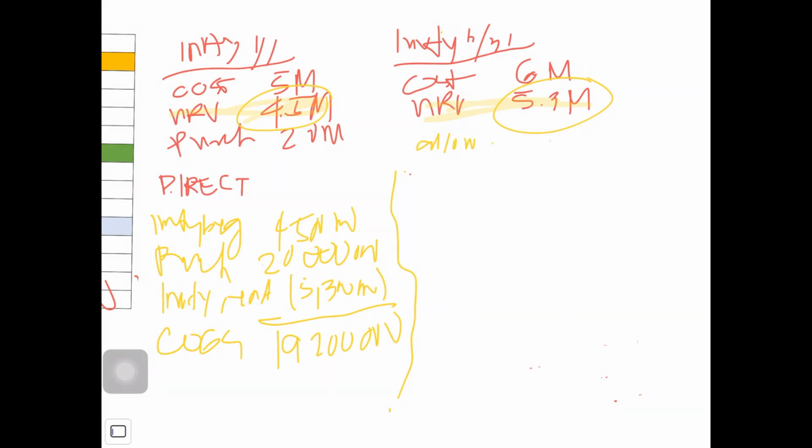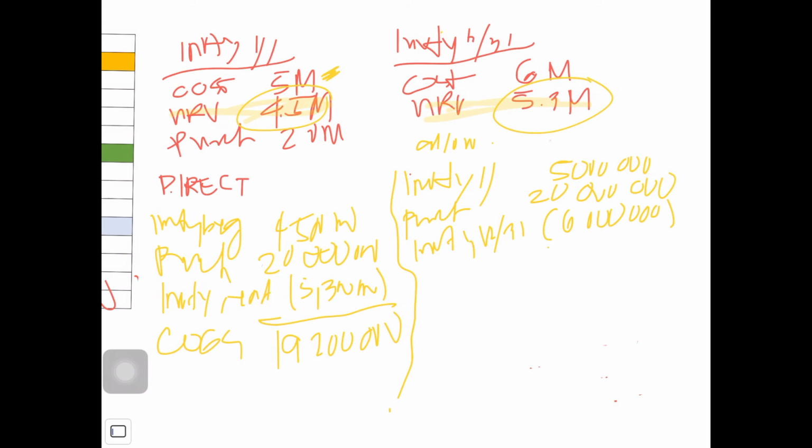Inventory beginning, how much? It is the cost. We record the inventory at cost, right? We journalize it at cost. So it would be 5 million. And now we have purchases, 20 million. And now we have inventory ending, minus 6 million. So how much do we have, guys? 5 plus 20 minus 6. We have 19 million. Now let's compare, guys.